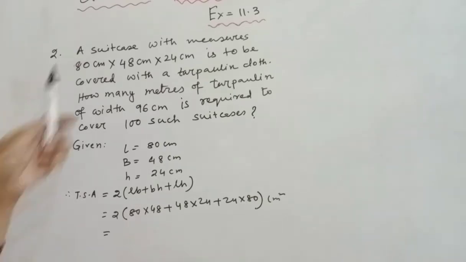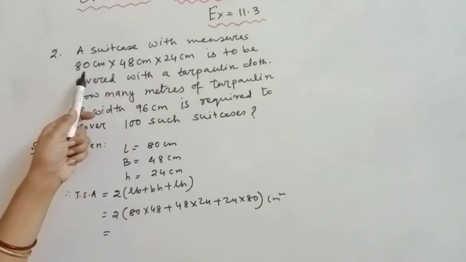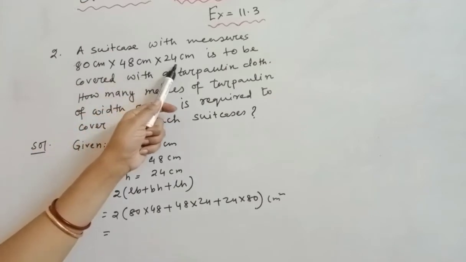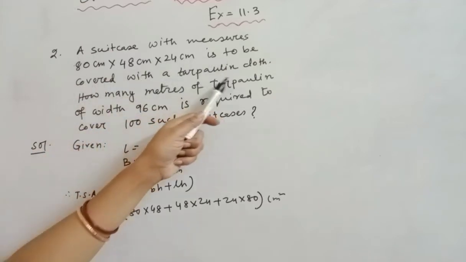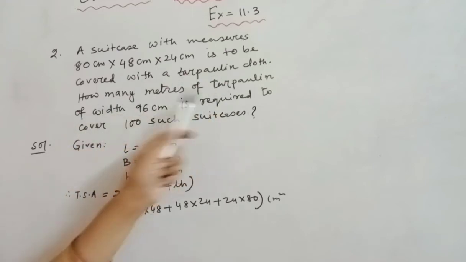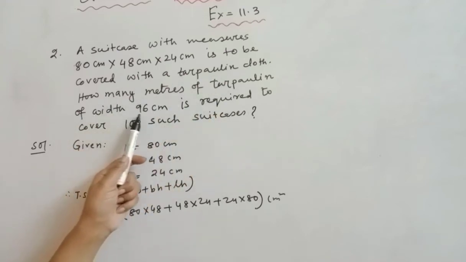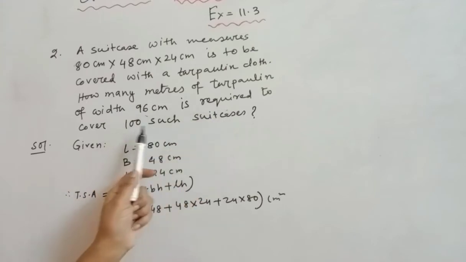A suitcase with measures 80 centimeter into 40 centimeter into 24 centimeter is to be covered with a tarpaulin cloth. How many meters of tarpaulin of width 96 centimeter is required to cover 100 such suitcases.